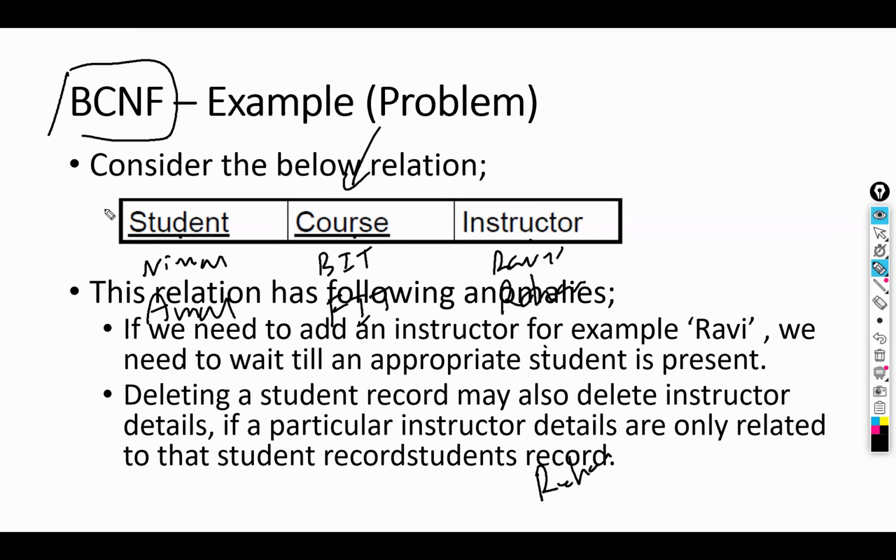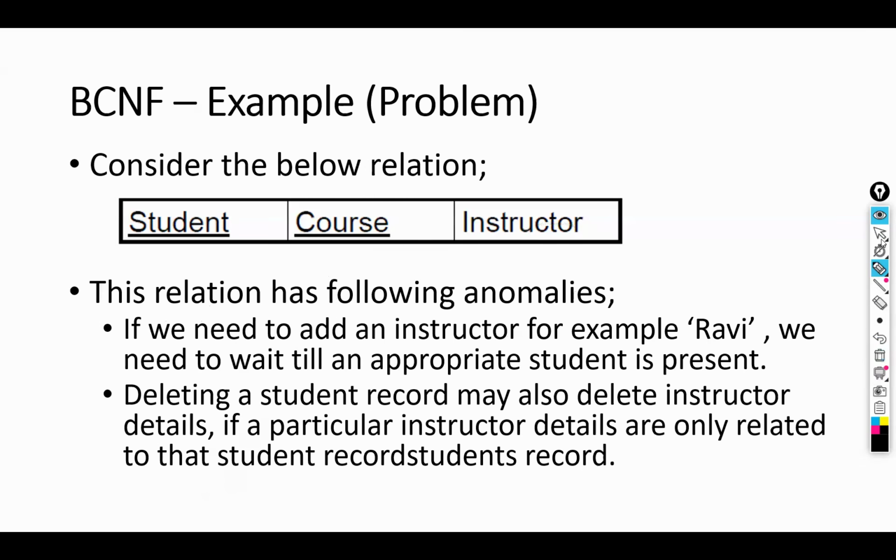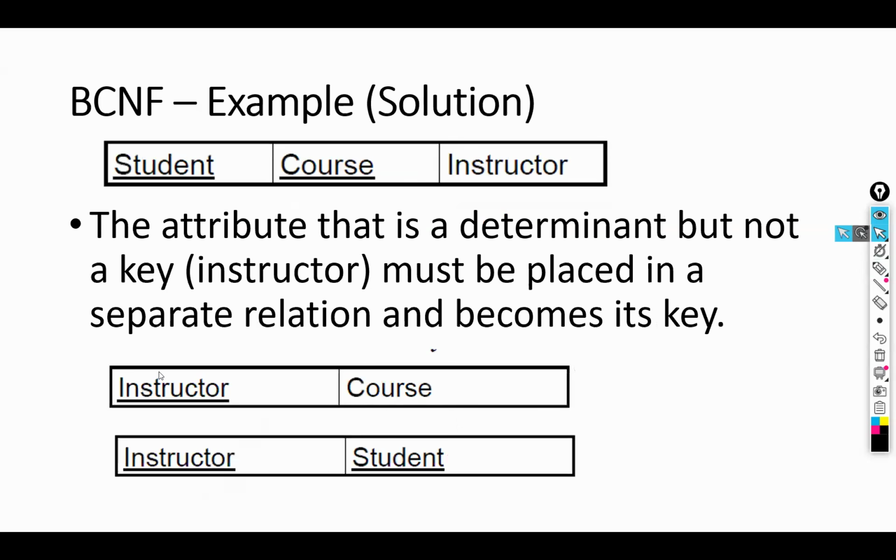So the solution is, again, instructor is a different concept. So therefore, instructor must go into the instructor table. And here you should have only the instructor ID as a foreign key. Otherwise, you don't have instructor details in a separate place. Okay, so this is the solution.